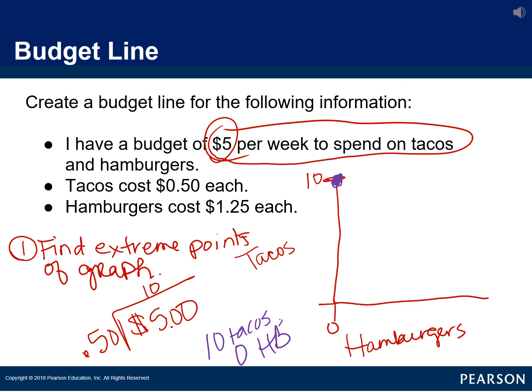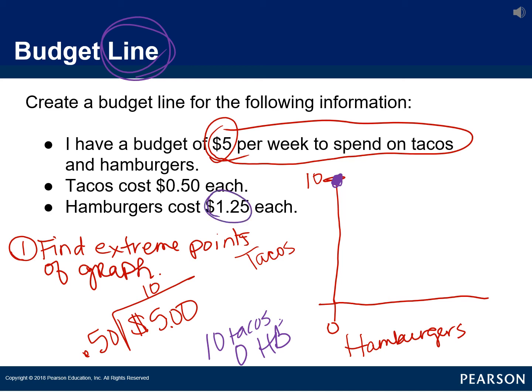Okay, nice. I need a second extreme point. And again, we're talking about budget lines here. Unlike the indifference curves, where we were talking about curves, we're actually going to have a straight line. So our hamburgers cost $1.25 each.